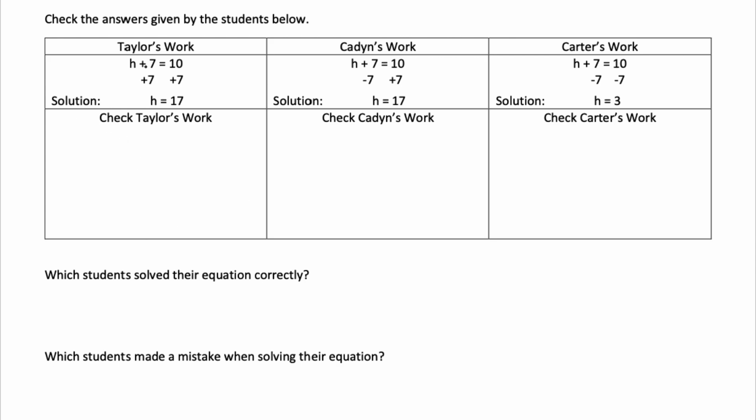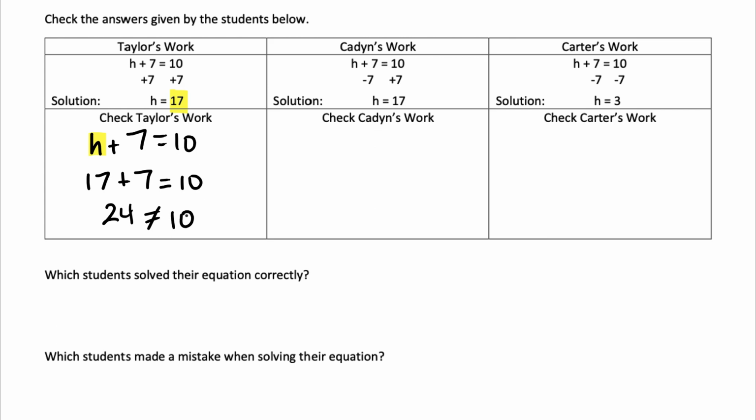So the first student is Taylor. Her equation was h plus 7 is supposed to equal 10. She added 7 to both sides of the equation here and said that that would mean that h should equal 17. So if she is checking her work, she's going to rewrite her equation that she started with, and she's going to replace the h value in her problem with the h value that she got in her answer. So we'll replace it with 17. We're going to add 7 to it, and it should equal 10 if this is the true solution. Well, 17 plus 7 is 24, and that does not equal 10.